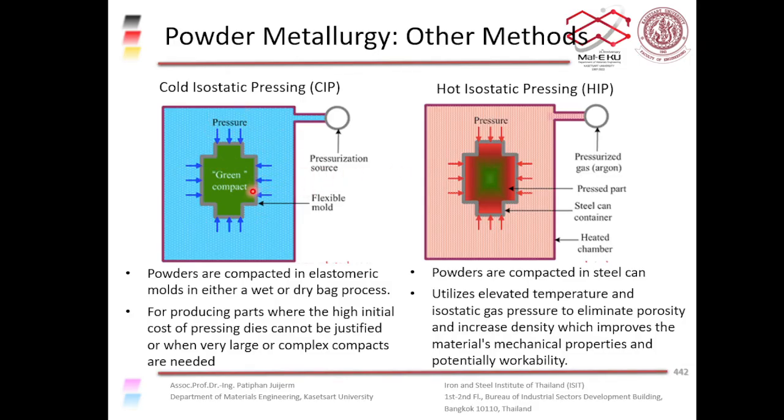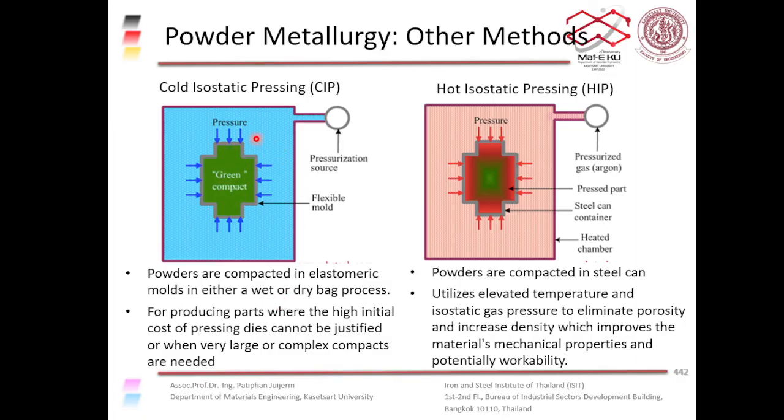And it can be done at low temperature and high temperature. If it's performed at low temperature, it's called cold isostatic pressing. If it is done at high temperature, it's called hot isostatic pressing. Basically, the powders are compacted in elastomeric molds in either a wet or dry bag process. For cold isostatic pressing, the powder is put in an elastomeric mold, which means a flexible mold made of rubber or polymer, and it can be a wet bag or dry bag process.